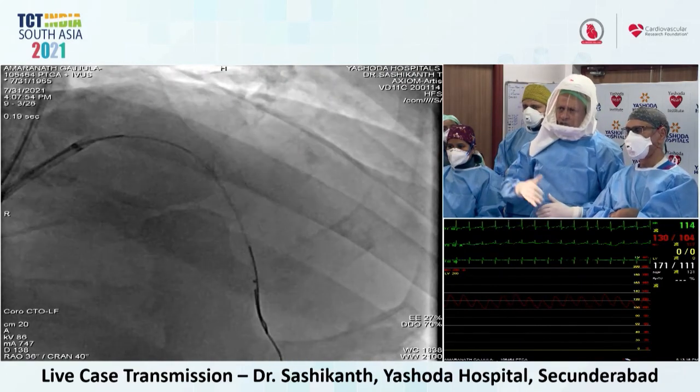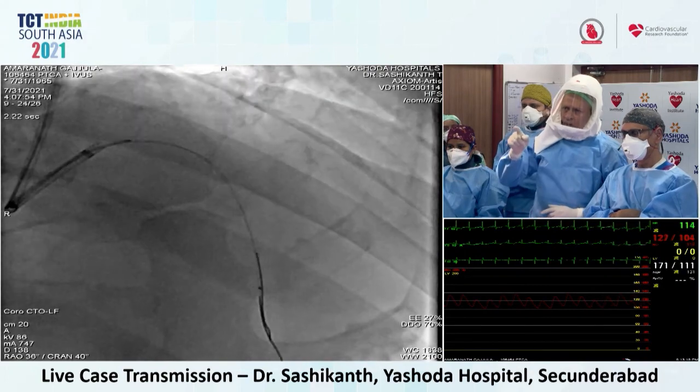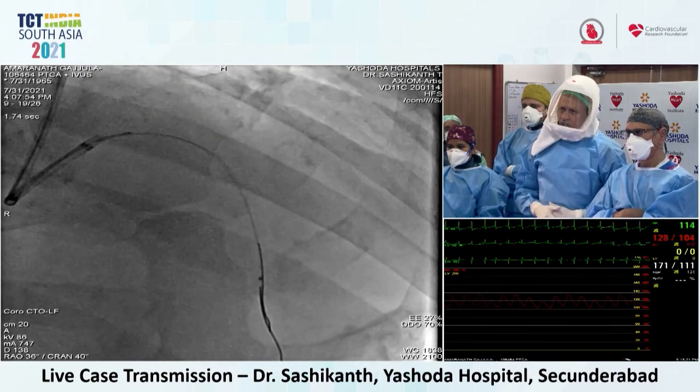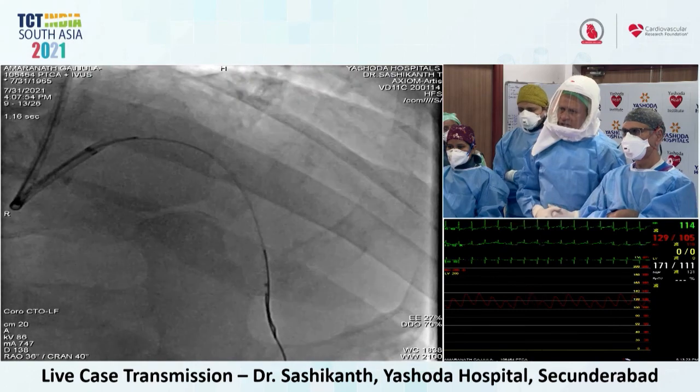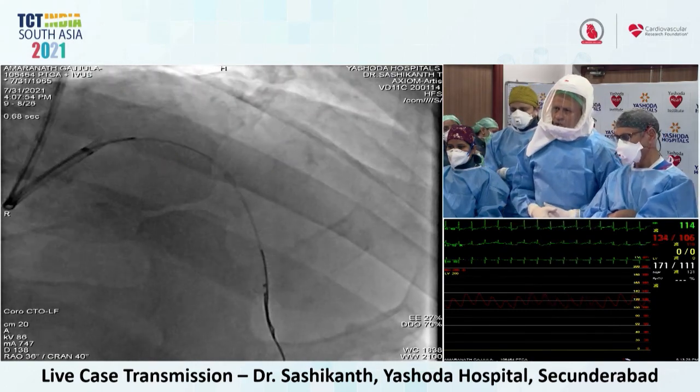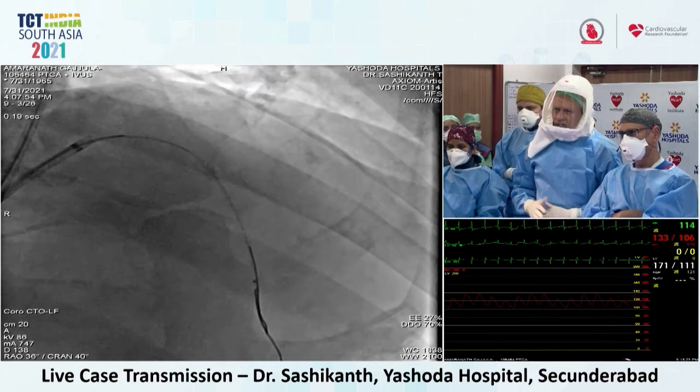And the distal landing zone was also marked. There's a small bit of calcium in the mid LAD, and about 12 millimeters beyond that is the healthy landing zone in the mid LAD. So that's how we strategized.